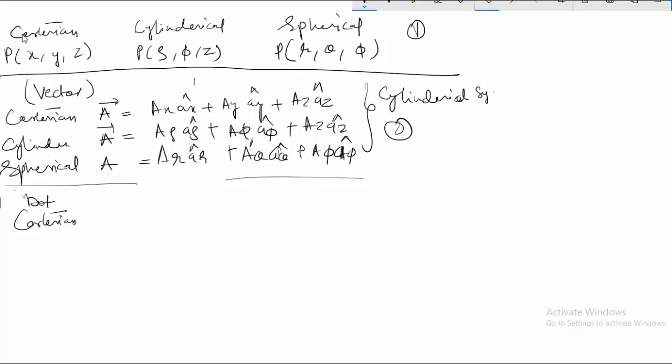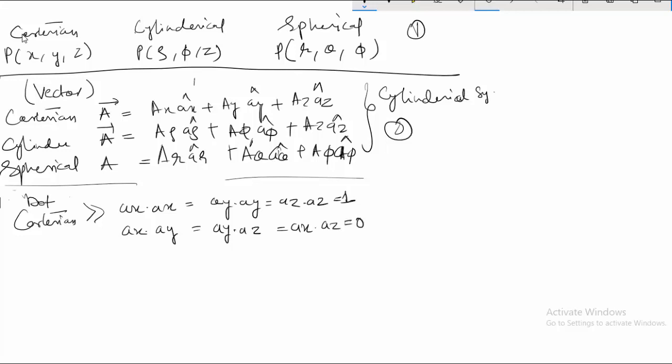So in Cartesian system, the dot product of ax dot ax is equal to ay dot ay is equal to az dot az, which is always 1, and ax dot ay is equal to ay dot az is equal to ax dot az is equal to 0. So if you are talking about the dot products, this is the third thing which we are seeing.